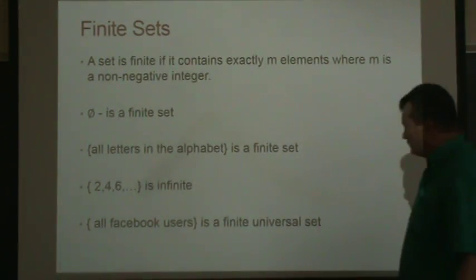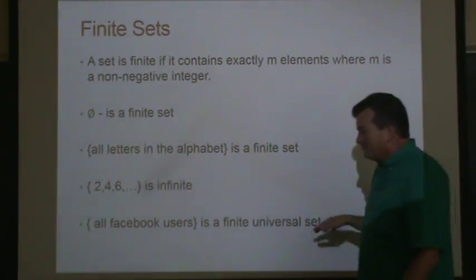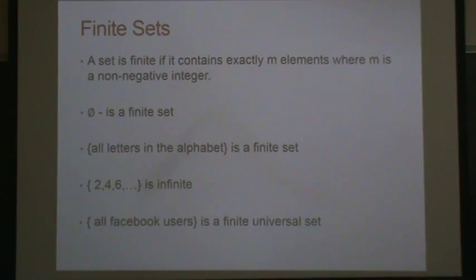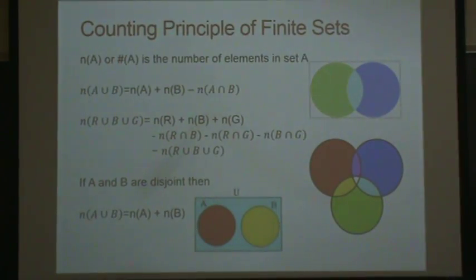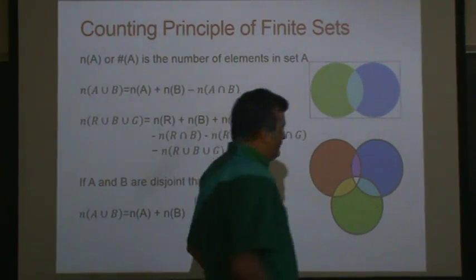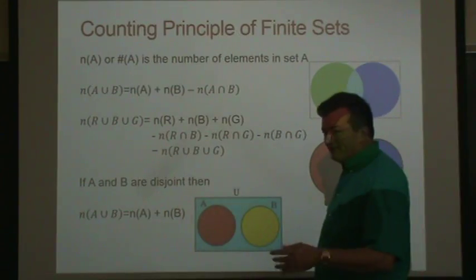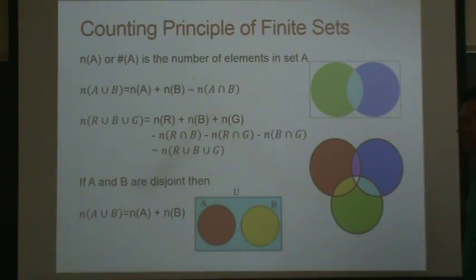And all Facebook users is the finite universal set for Facebook. Every possible member of Facebook has to be in the set of all possible ones. Okay, so if we wanted to count the number of elements in sets, we can only count them if they're finite. If they're infinite, then we know they have infinitely many.